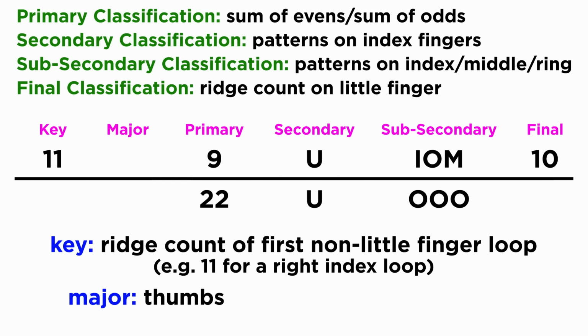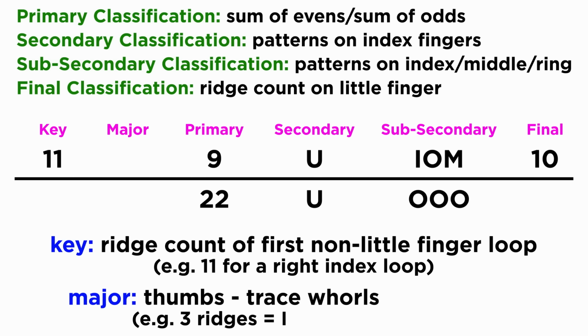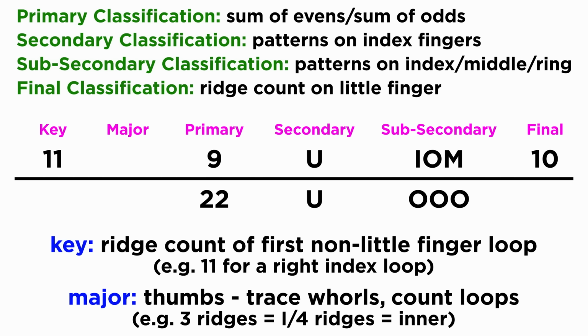The major analyzes thumbs. Whorls undergo ridge tracing. For example, 3 ridges equals inner, while loops use ridge counts. Values for both thumbs, right above and left below, are noted.